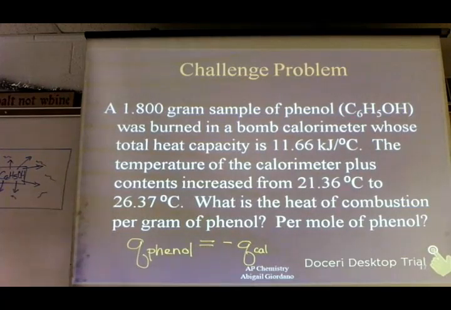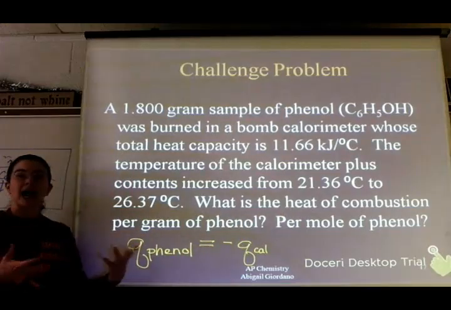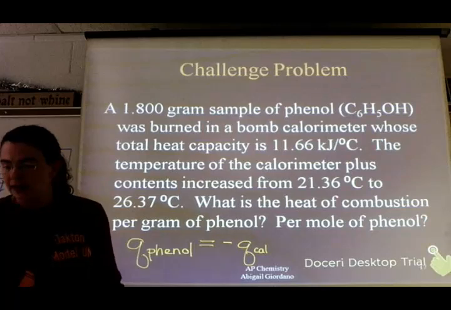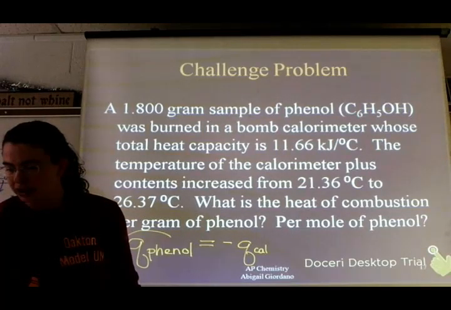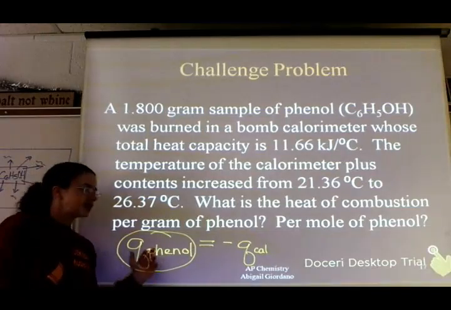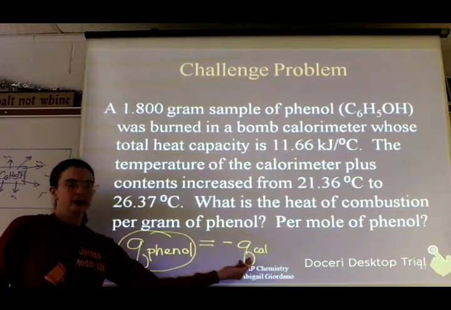Okay? So the heat released by the phenol reaction is equal but opposite in sign to the heat gained by the calorimeter. Well, what is the heat of combustion? That's the reaction part. That's the phenol reaction. There's my unknown. I'm going to circle it. If this is my unknown, that means I must have numbers to put in all over here.